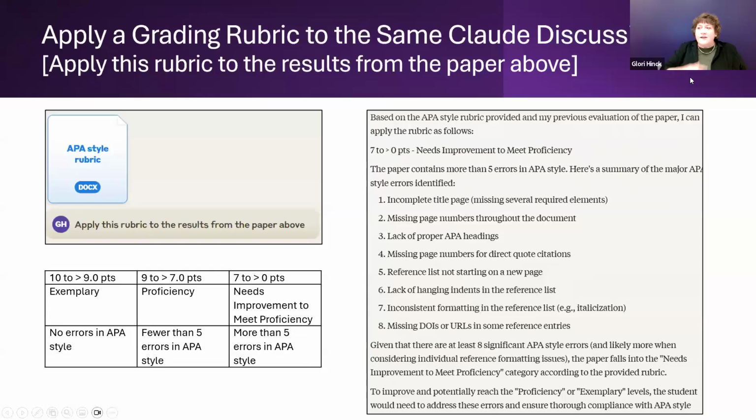And then I decided to go a step further, and this part still needs some work. I decided to apply the actual grading rubric to the same Claude discussion, the part on APA style from the rubric. And what I found was I need to be more granular in my point scales, right? So this one graded it accurately based on this rather limited rubric. It got 0 to 7 points, needs improvement to meet proficiency. And this is how it documented that it had more than 5 errors in APA style.